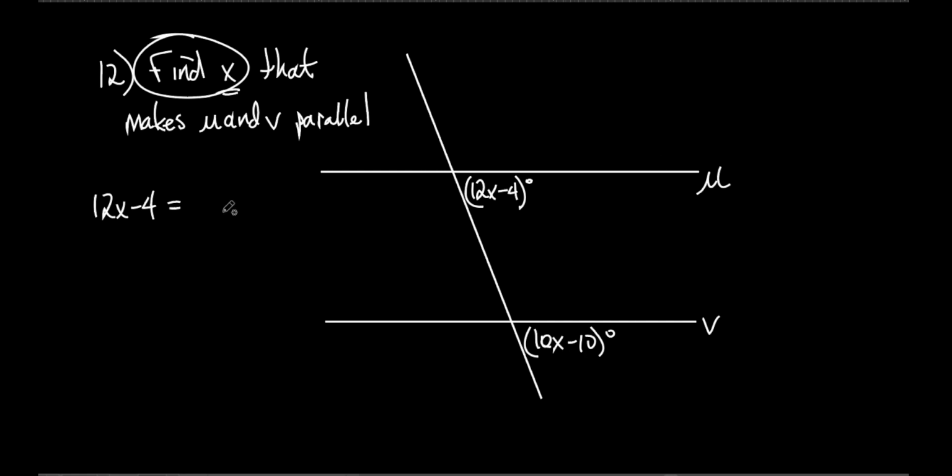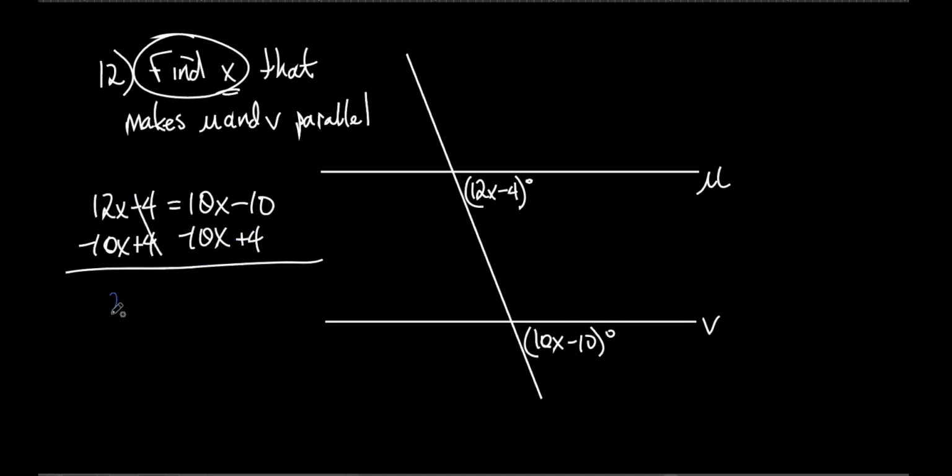So 12x minus 4 equals what? 10x minus 10. We can do this pretty easily. Subtract 10x from both sides. Add a 4 to both sides. That should be second nature to you now, right? So 2x equals, that cancels, what's that? Negative 6. So x is what? How about negative 3? Divide by 2. So x would be negative 3.